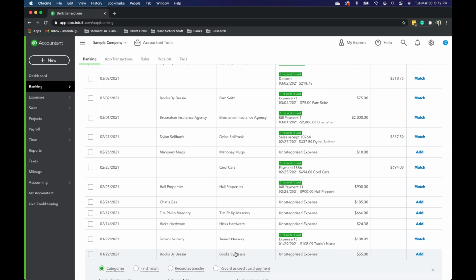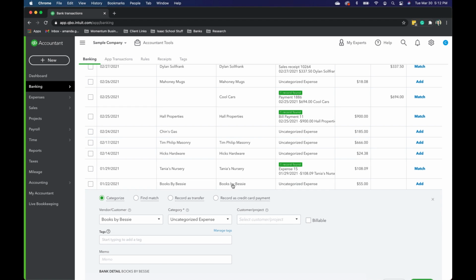So I'm going to actually start with this transaction. And we've got Books by Bessie. I'm going to assume this is their bookkeeper. And they paid their bookkeeper $55.